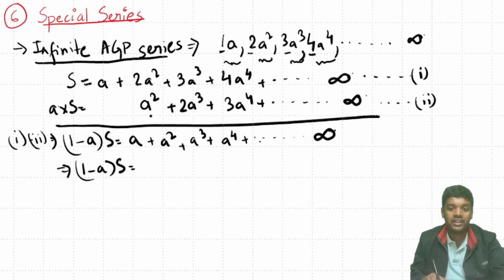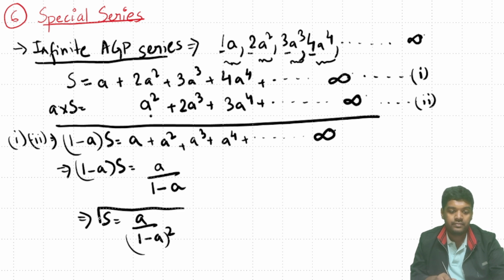plus dot dot dot till infinity is my infinite GP series, which उसका फॉर्मूला क्या होता है a by 1 minus r. यहाँ पे कॉमन रेशियो क्या है a. This implies that s equals to a by 1 minus a whole square.